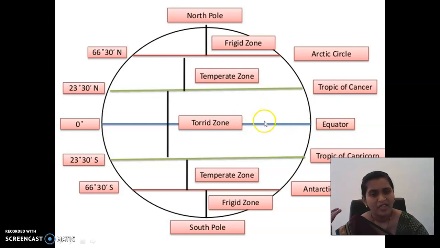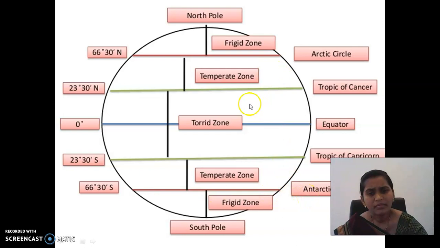Same way, just above the equator, 23 and a half degree north, we'll call the Tropic of Cancer. Furthermore, 66 and a half degree north, we'll call the Arctic Circle, and here it is the 90 degree north pole. Same way, below the equator, 23 and a half degree south, we'll call the Tropic of Capricorn, and 66 and a half degree south, we'll call the Antarctic Circle.